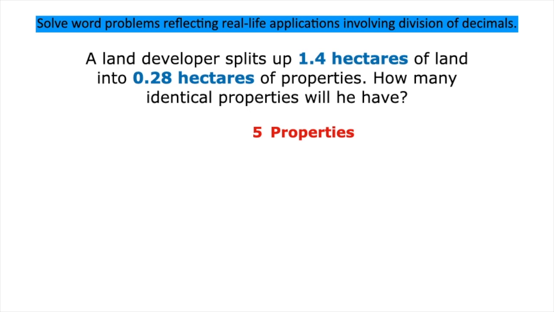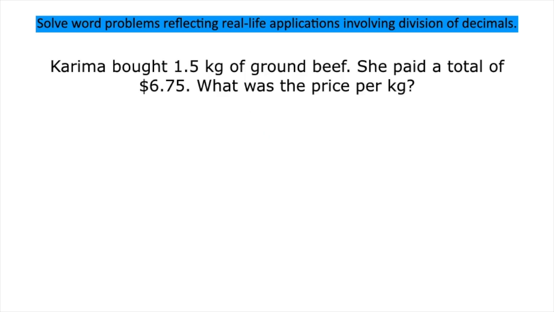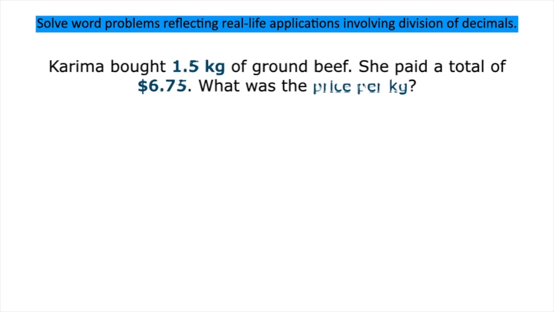Let's look at another example. Karima bought 1.5 kilograms of beef. She paid a total of $6.75. What was the price per kilogram? So again, here we need to look at the key information that we have. We have 1.5 kilograms. We have $6.75. We are being asked the price per kilogram.